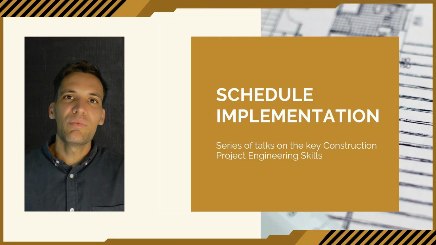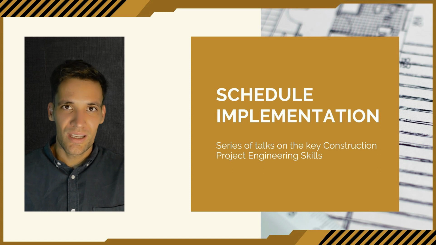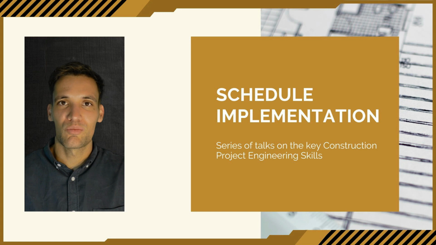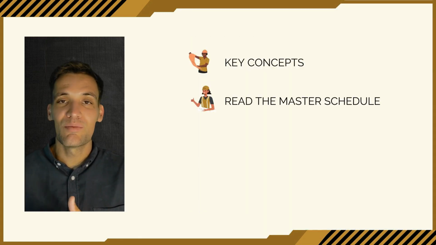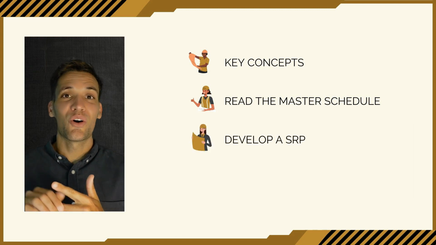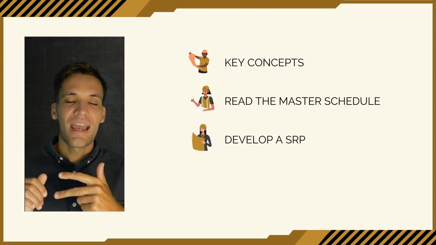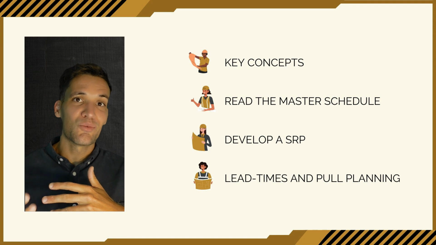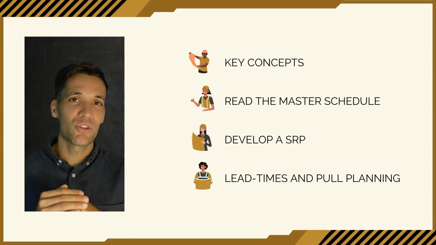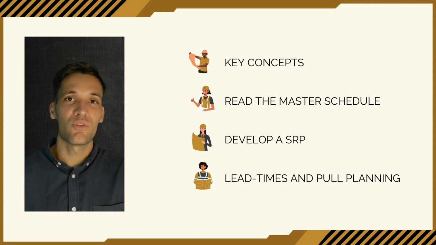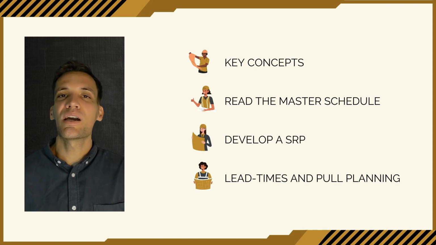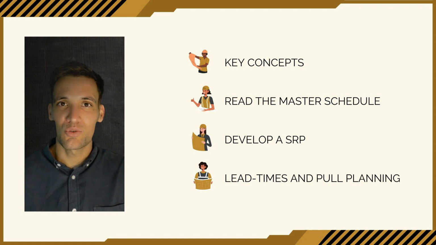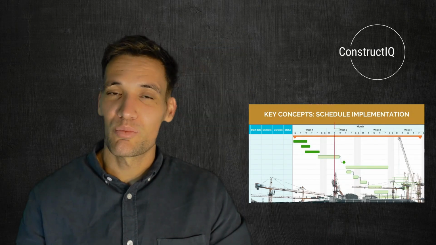This talk is going to be broken down into 4 separate sections to cover the basics of implementing a construction project schedule. We're going to talk about the key concepts, how to read the master project schedule, how to develop a short-range program, and then we're also going to talk about lead times and pull planning, probably the 2 most important concepts that are going to drive a short-range program and impact your ability to implement the schedule. Let's get started by looking at the key concepts of schedule implementation.